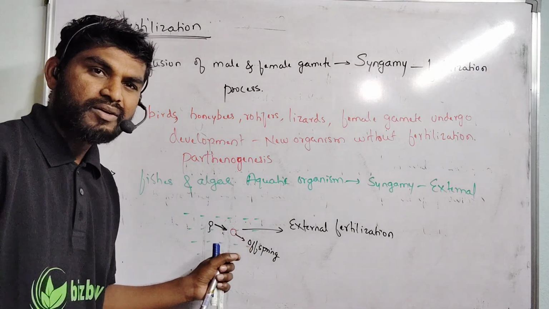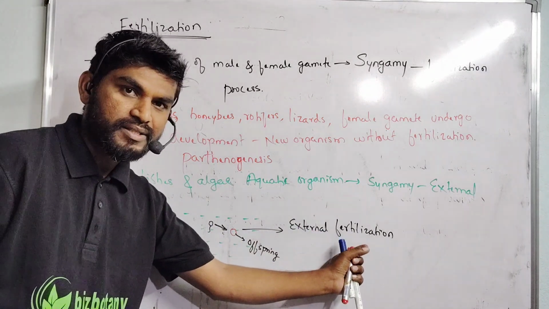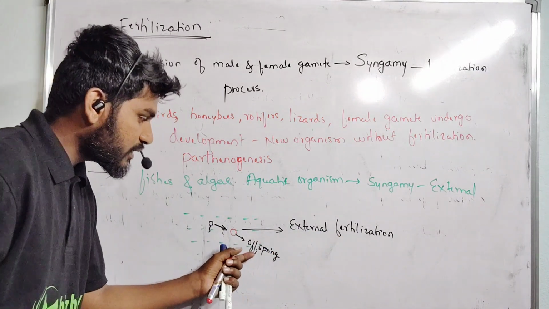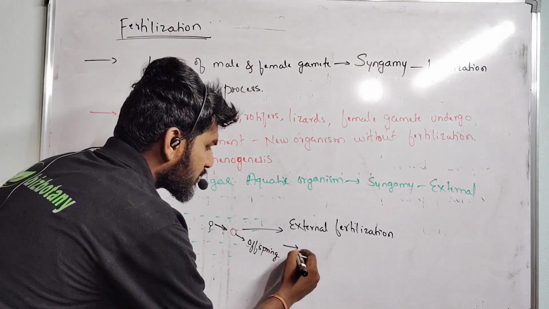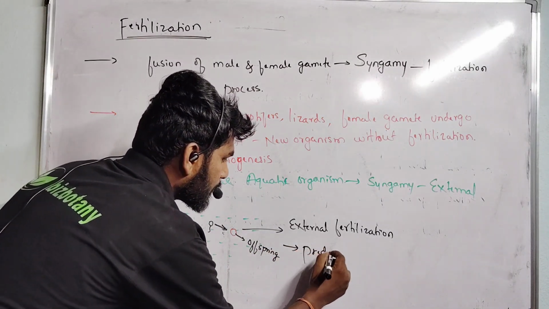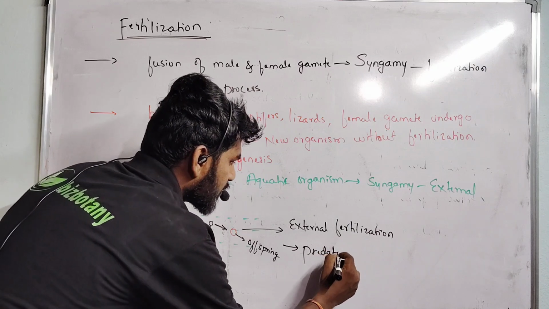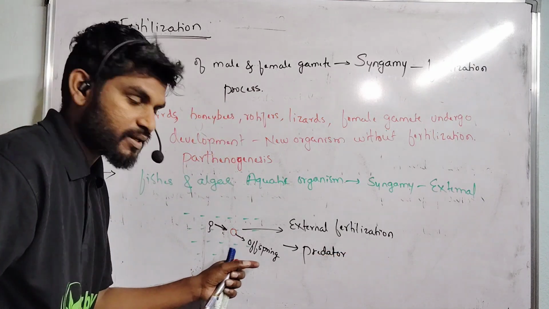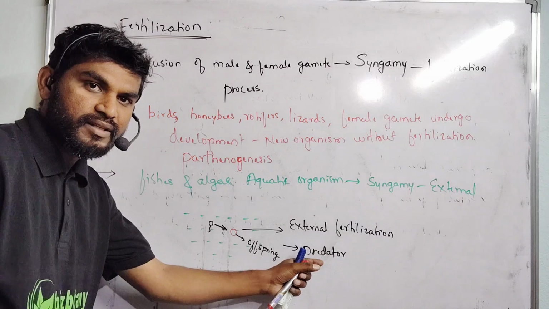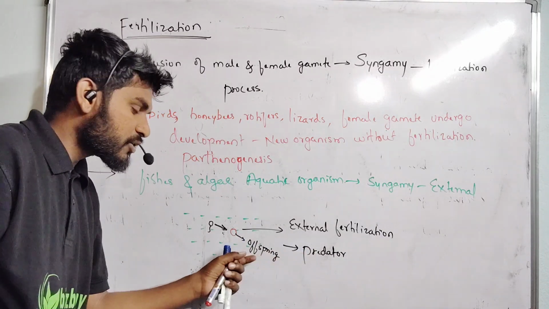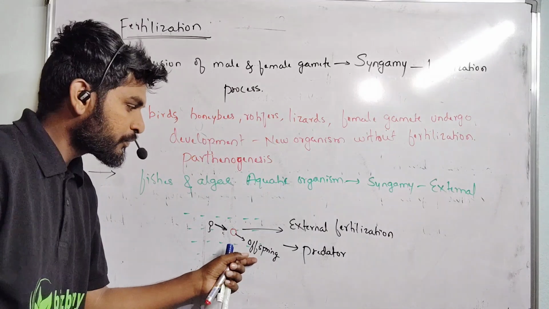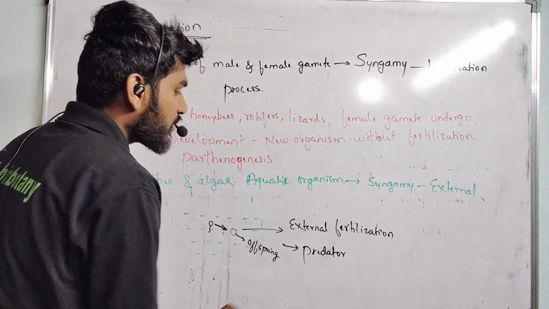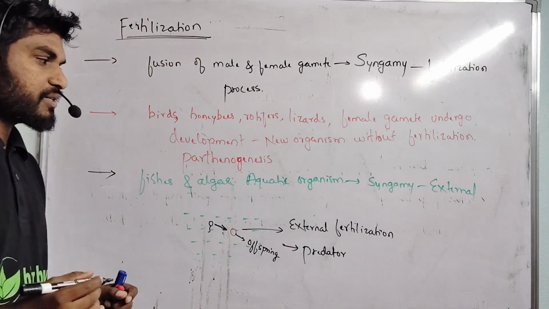But the main disadvantage of external fertilization is that during the development of offspring, predators attack the offspring. यहाँ पर क्या होगा? जो प्रेडेटर्स रहते हैं, जो लार्ज फिशेस, वो जो ऑफस्प्रिंग्स को खा डालेंगे. Understood? This is the main disadvantage of external fertilization.